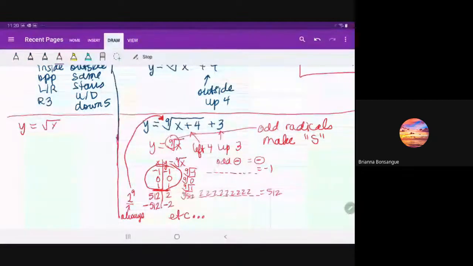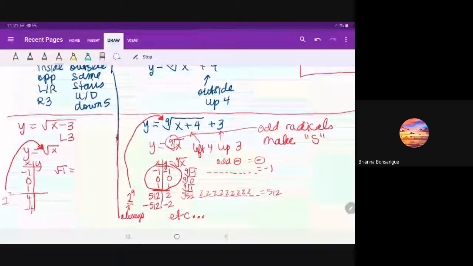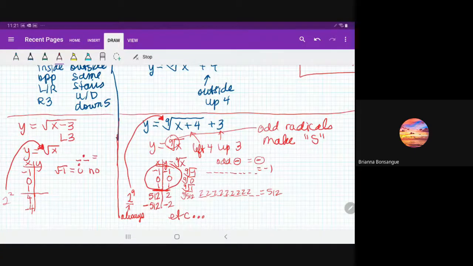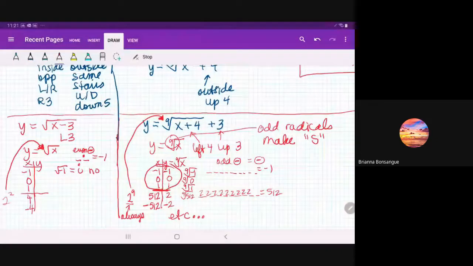Square root of x. Let's say square root of x minus 3. This would be left 3. Square root of x is your parent graph. You pick your same numbers, -1, 0, 1, 2 to the 2, because there's a 2 in the corner, an imaginary 2. That's 4. And then you also pick -4. And when you take the square root of -1, you get i. So that's a no. And that's because even numbers of negatives can't be negative. Even negatives is a positive.